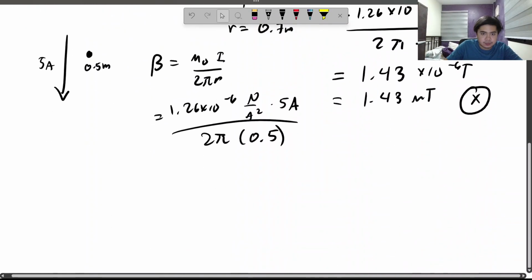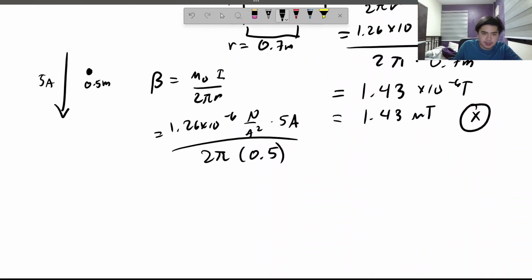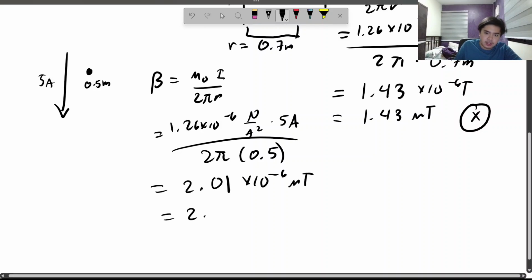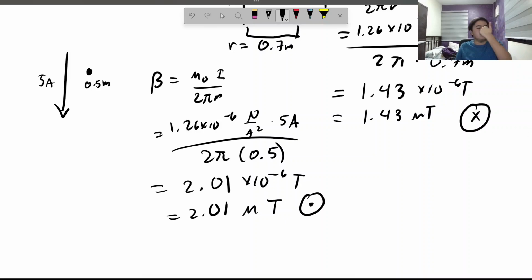And the answer is 2.01 times 10 to the negative 6 tesla, not microtesla, just tesla here. Sorry, I keep making this mistake. 2.01 microtesla, pointing out of the page.